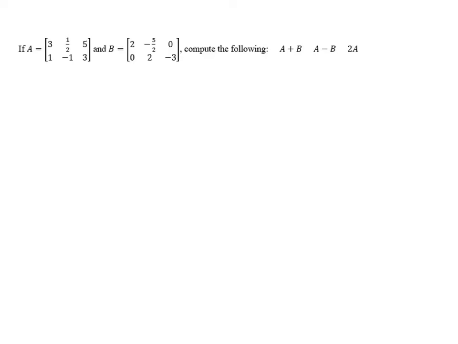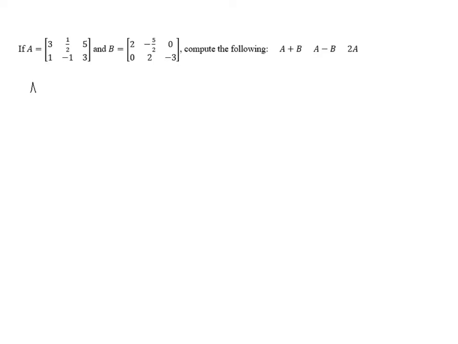If A is the 2 by 3 matrix with entries 3, 1/2, 5, 1, -1, and 3, and B is the 2 by 3 matrix with entries 2, -5/2, 0, 0, 2, and -3, compute the following: A plus B, A minus B, and 2A.